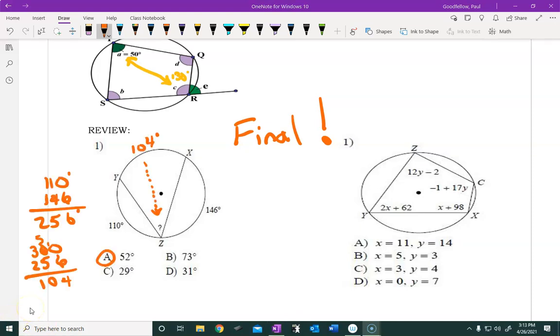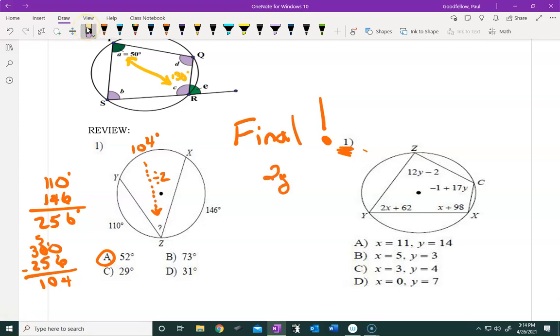So, pretty straightforward question. First thing I did was I added the two angles together and got 256. Took that answer away from 360 degrees, got 104, and realized that there's no way that guy's going to be 104. He's got to be half the size of it, and 52 is the only one that makes any sense. Again, I'm going to pause on this next one. You try the second one. See if you can come up with X and Y.